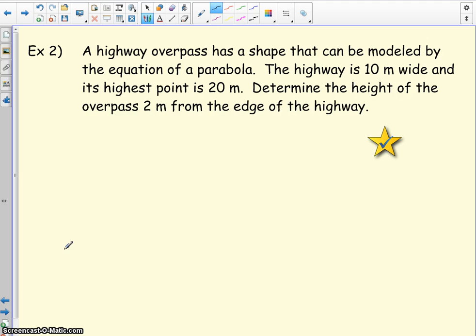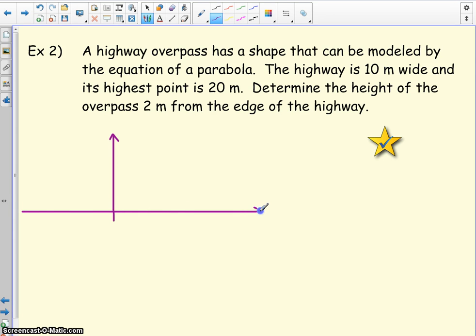So we have a highway overpass. We have a shape that's modeled by the equation of a parabola. We're given the dimensions of the highway going under the overpass. It's 10 meters wide, 20 meters high in the middle at its highest point. We want to find how high the overpass is 2 meters from the edge. So again, a little bit of a problem-solving thing going on here. I'm going to make a sketch.